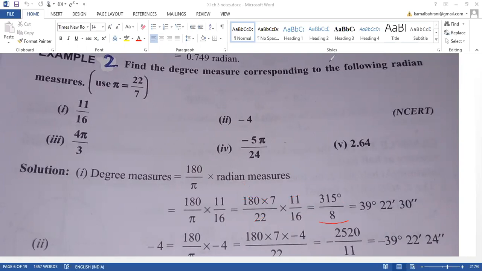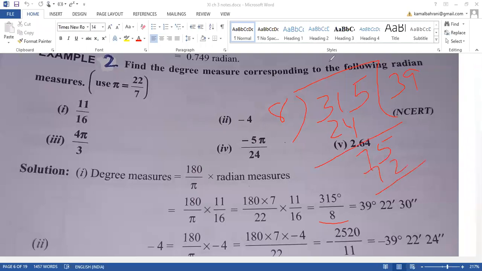Now we cannot write this as 315 by 8 degree. So we have to convert it into minutes and seconds. That I will explain to you how. Now you divide 315 by 8. You all know how to divide. Is that clear or not? Simply division, 315 upon 8. So what are we going to get? 8 3s are 24. Then we will get the remainder as 7, then 75, 8 9s are 72.